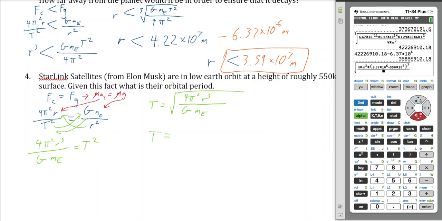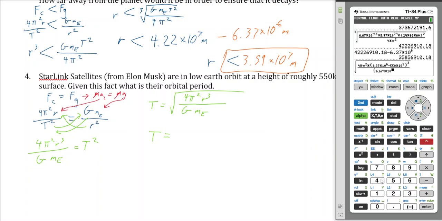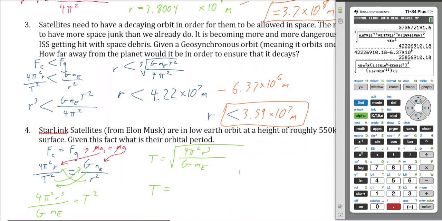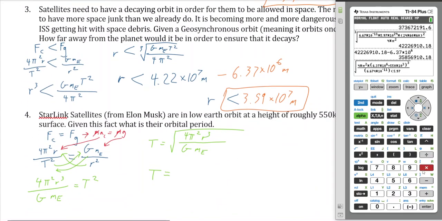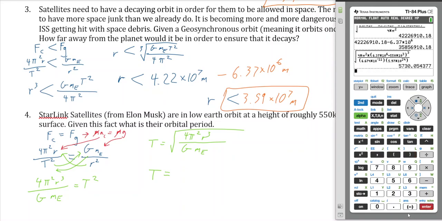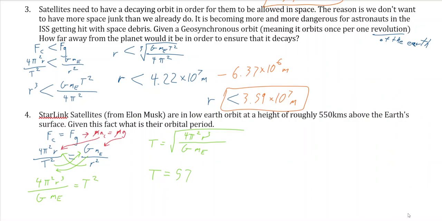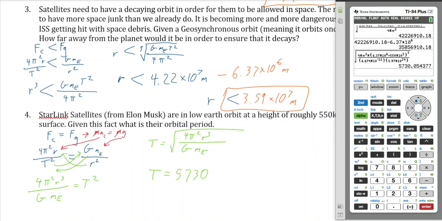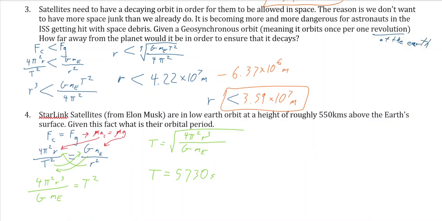Okay, now we can go down to the bottom. We're going to go 6.674 times 10 to the negative 11, and then the mass of the Earth, which is 5.97 times 10 to the 24. And I believe that's our final answer. So the orbital period is 5,730, and this is in seconds.